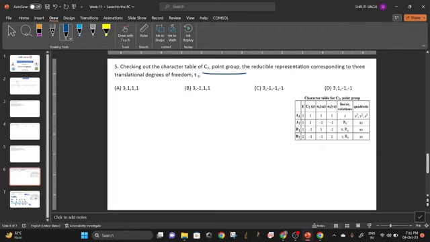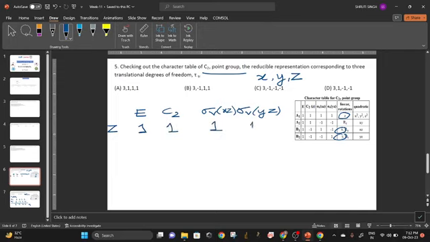This is again a C2V point group related question, and it is asking for the reducible representation corresponding to the three translational degrees of freedom, tau translational. Now we have to see the degrees of freedom for the basis set x, y, and z. In the C2V point group we have E, C2, sigma V YZ, and this is XZ. Now you can simply write Z first, because Z is totally symmetric. Here is Z, here is X, here is Y. So for Z we will have totally symmetric, all 1.